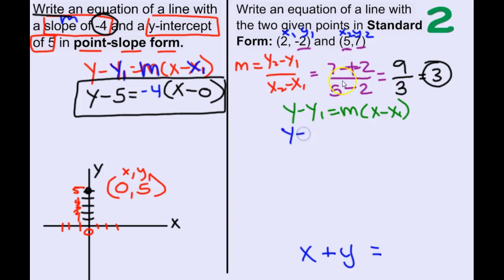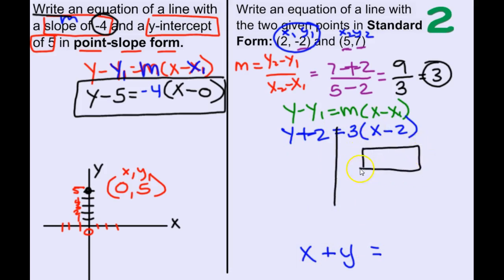So I have y minus, I'm going to use this first point. y1 is a -2, makes a positive, equal to our slope, which we found was 3, and then x minus x1, which is 2. So we eventually want x and y on the same side, so we better get rid of our parentheses first. We have 3 and then x minus 2. Well, 3 times x is 3x. 3 times -2 is -6. So we have y plus 2 equal to 3x minus 6.